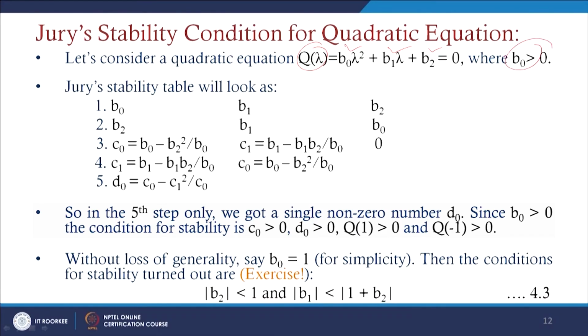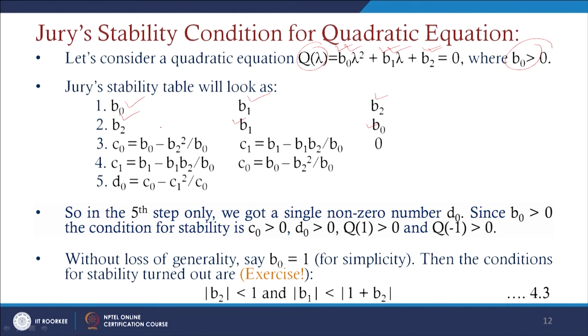And first, if you just write all the coefficients, that is in the form of b0, b1 and b2, and in the reverse way, that can be written as B2, B1, B0 here. First we will multiply this element by B2 by B0 and subtract from the first row here.